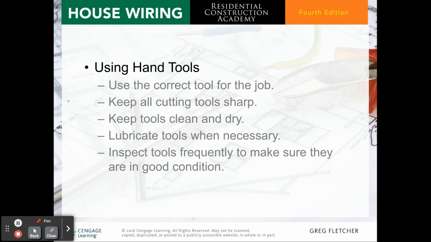When using hand tools, use the correct tool for the right job. We go over this for every trade that we do, and it's no different in electrical. Keep all cutting tools sharp. A sharp tool is a safe tool. It seems contradictory, but a dull tool is a dangerous tool. Always keep your tools clean and dry. Lubricate them when necessary, and inspect tools frequently to make sure they are in good condition.